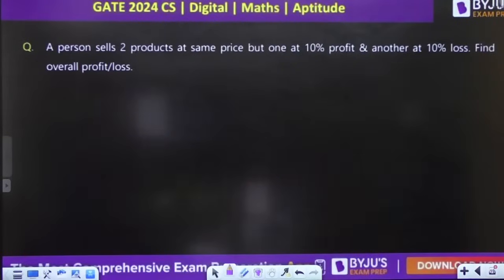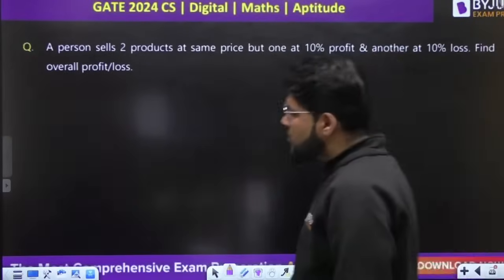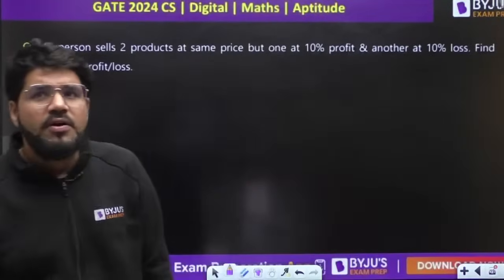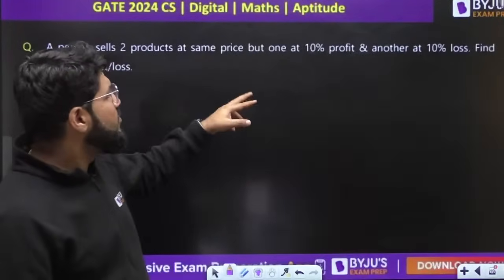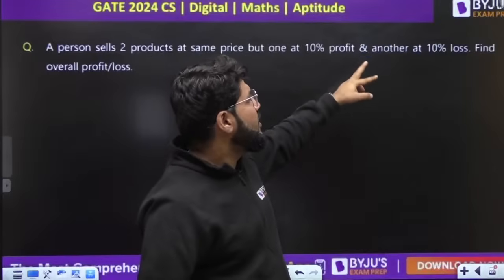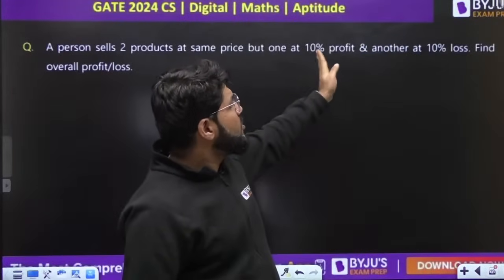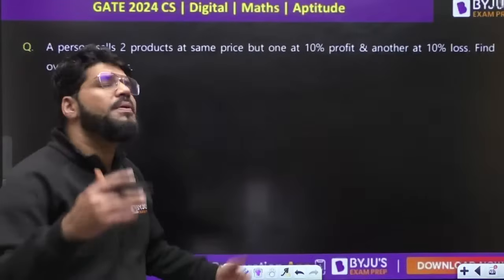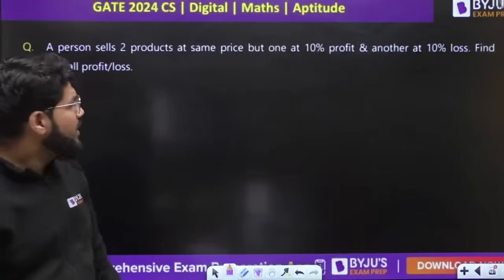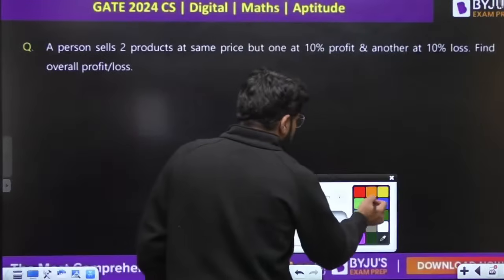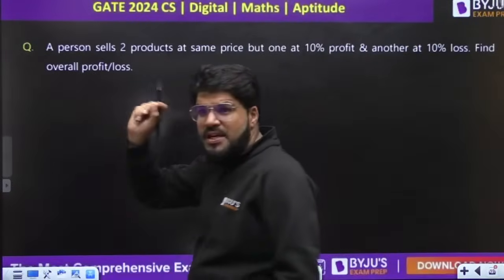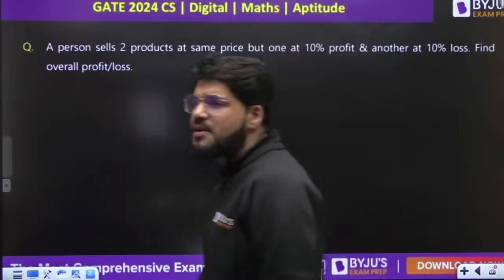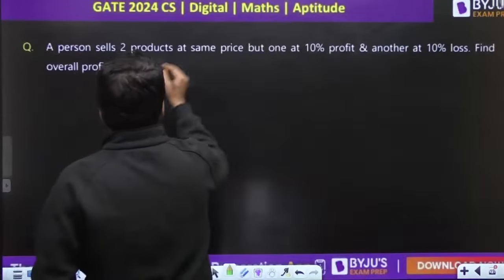A person sells 2 products at the same price, one at a 10% profit, another at a 10% loss. Find the overall profit or loss. Whenever the selling price of 2 is the same, but one is at a 10% profit and another at a 10% loss, one at loss, one at profit, and the percentage is also equal, then there is always a loss. I have taught you this, but still we can find it. There is always a loss and that is equivalent to 1%. This is fixed, 1% always.